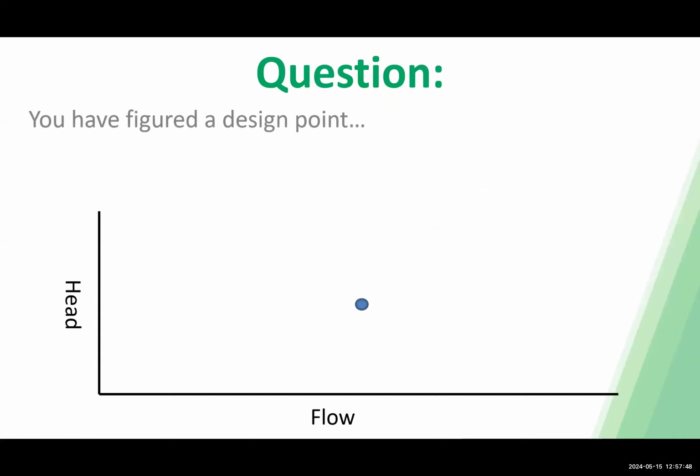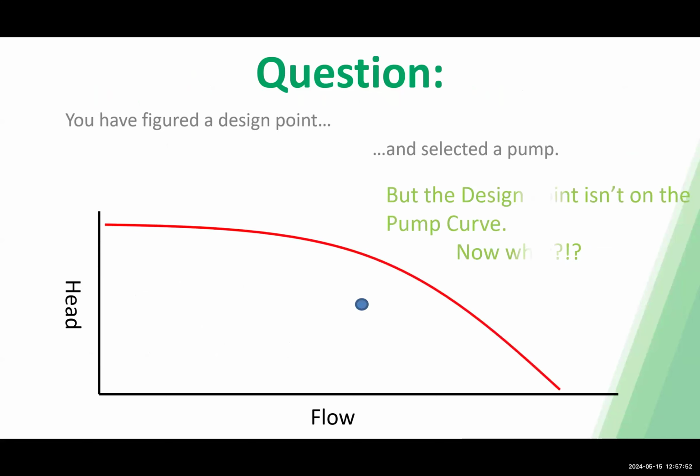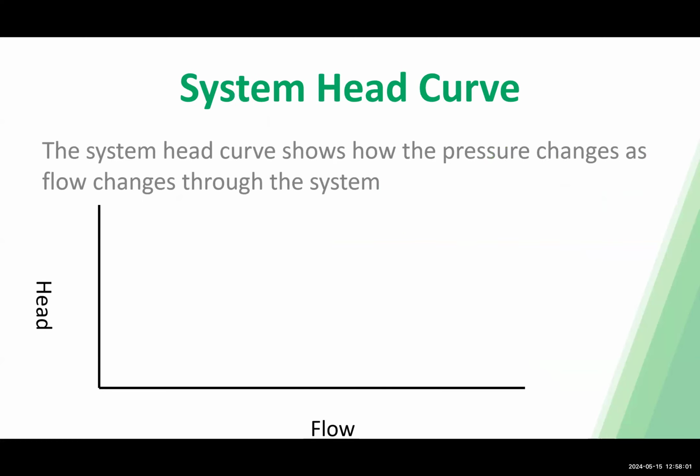So, question, you have figured a design point and you've selected a pump. However, the design point isn't on the pump curve. Now what? How do we know what that pump is actually pumping at, right? You're going to use a system head curve to determine exactly where that pump is on the pump performance curve. So the system head curve shows how the pressure changes as flow changes through the system.